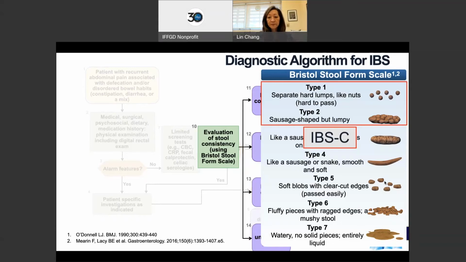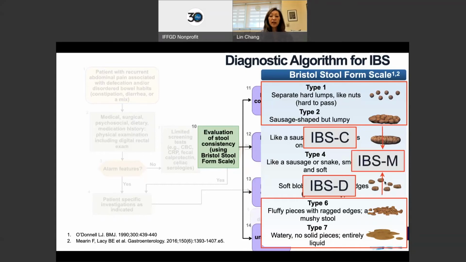Next slide. Now, IBS with diarrhea, on the other hand, at least 25% of bowel movements are loose, watery, type 6 or 7, and less than 25% are the hard, lumpy, drier stools, type 1 or 2. And IBS mixed, as you can see in the next slide, is really a combination of both extremes. At least 25% of the bowel movements are type 1 or 2, and at least 25% of the bowel movements are type 6 or 7.